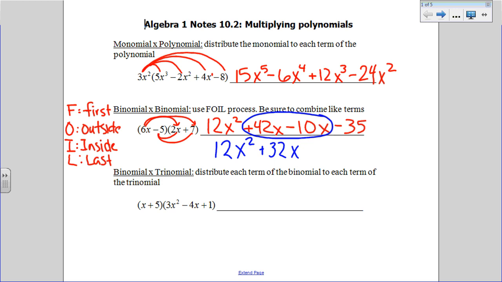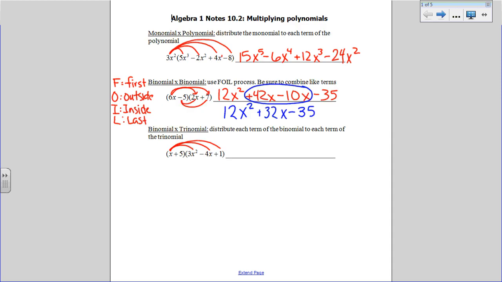And then what term have I used yet? The minus 35. Are we okay with that, ladies and gentlemen? All right. And last but not least, we give you this third example, guys, because you will see it. But a binomial times a trinomial is just that distribution. I'm going to take x times 3x squared, x times negative 4x, and x times 1. So I'm going to distribute this x to 3 terms. I'm going to get 3x to the third minus 4x squared plus x.